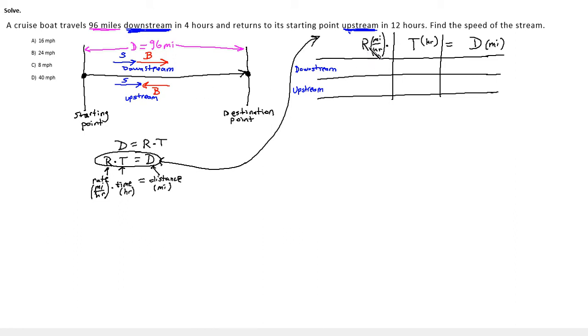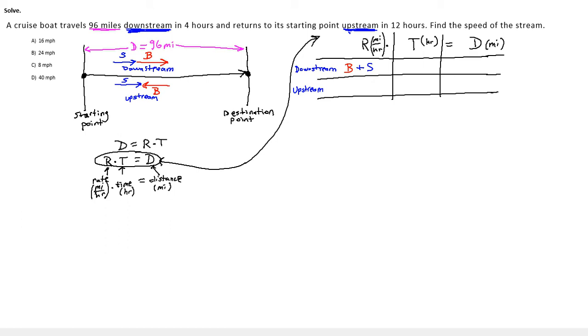The effective rate of speed of the boat when the boat is traveling with the current, going downstream: the speed of the stream is helping speed up the boat. The speed of the stream adds to the speed of the boat. So the downstream rate, the effective rate of the boat, is the R. The boat is effectively traveling at what it could do in still water plus the speed of the stream. The speed of the stream is helping.